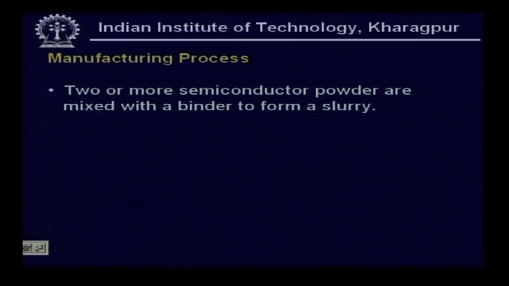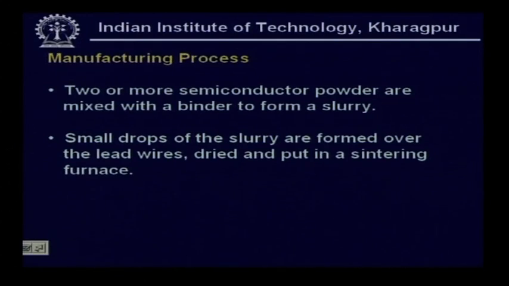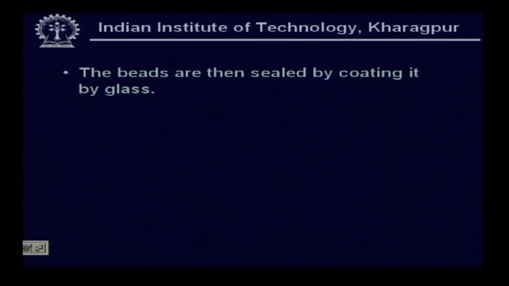Now, the manufacturing process. Two or more semiconductor powders are mixed with a binder to form a slurry. Small drops of the slurry are formed over the lead wires, dried and put in a sintering furnace. During sintering, the metallic oxides shrink onto the lead wires and form the electrical connection. The beads are then sealed by coating them with glass.